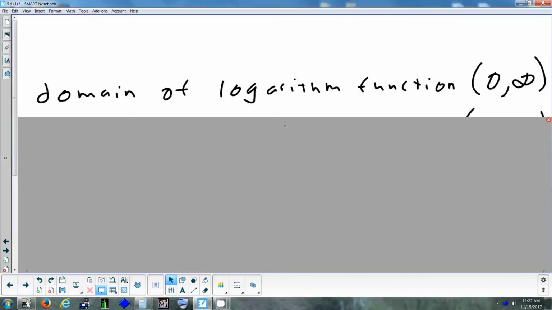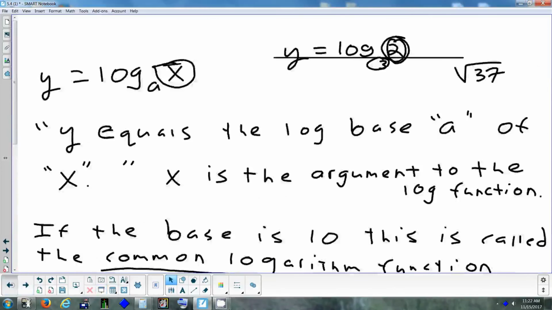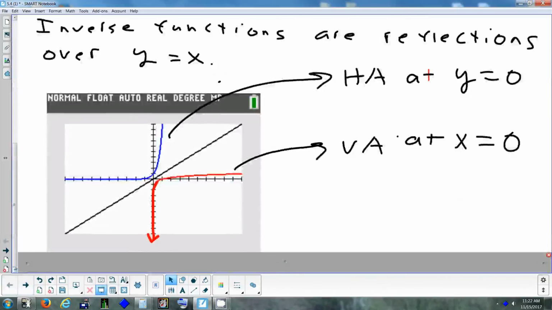Alright, so I'm going to go back for a second and just look at the graph that we had for logs. Actually, you know what? Let me make a copy of it and just move it to that page.